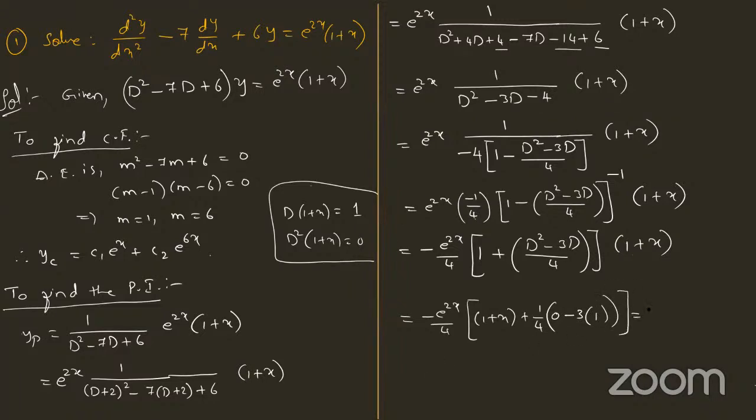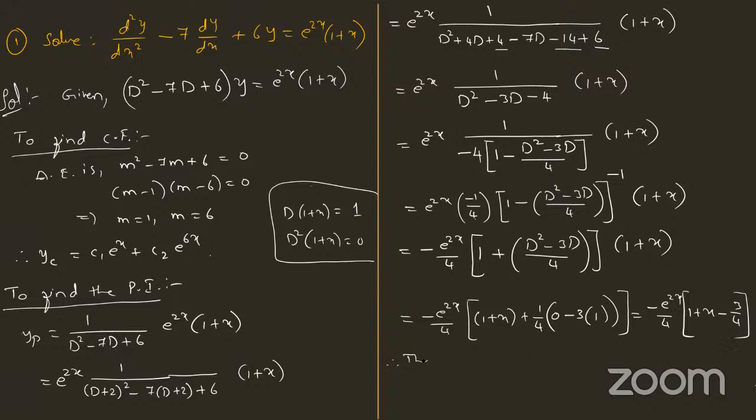So this is equal to minus e power 2x by 4 into, we have a 1 plus x here. And here we'll get minus 3 by 4. So that's the particular integral.